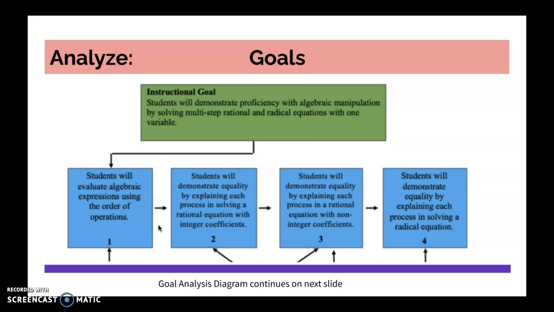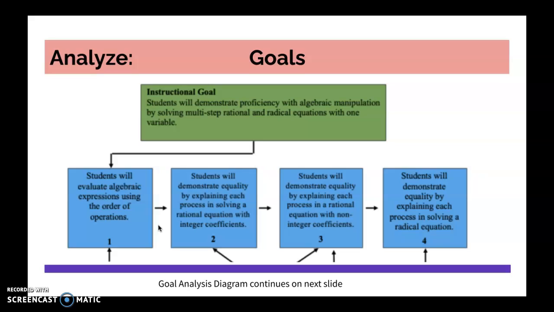This is my goal analysis diagram. So we want students to be able to demonstrate proficiency with algebraic manipulation by solving multiple step radical and rational equations. The blue boxes are my sub-steps.